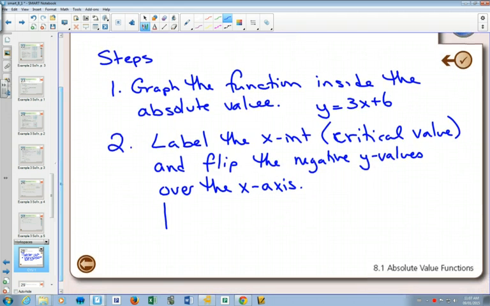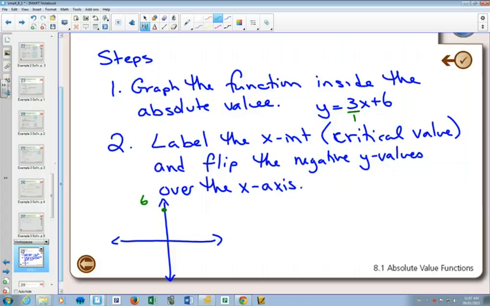So for this one, y equals 3x plus 6. You have to use stuff that you've learned from last year from lines. That's already in y equals mx plus b form. You know that the y-intercept is up here at 6. It has a slope of 3, which you can write as 3 over 1.